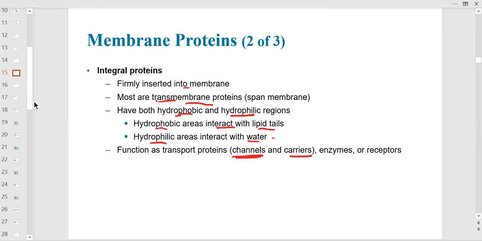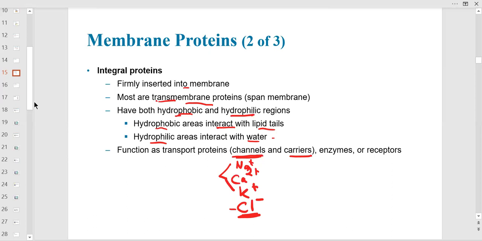Channels usually are for ions like sodium, calcium, potassium, and chloride. Chloride is the only negative ion I'm showing you, which is called an anion. These are all cations, positively charged: sodium, calcium, potassium. Chloride is an anion, a negative ion.